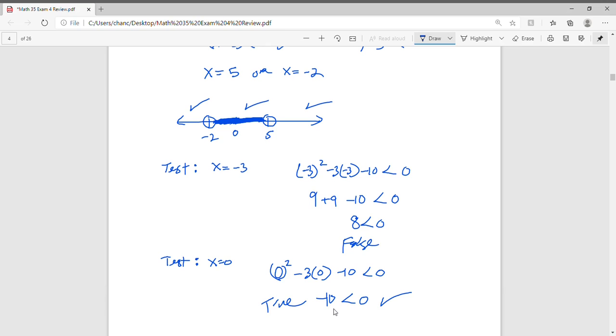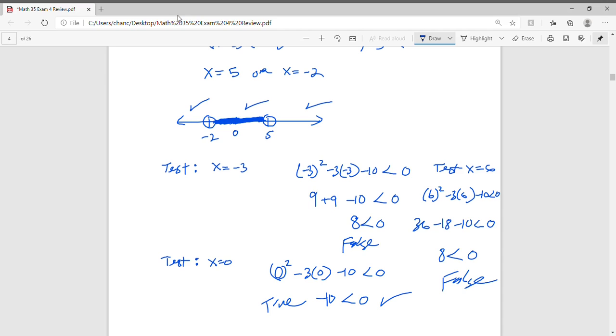And now we have to test one more number. Let's test a number larger than 5. Let's test x equals 6. Again, we're going to plug it into the x of the original function. You have 6 squared minus 3 times 6 minus 10. Is that less than 0? This is 36 minus 18 minus 10. Is 8 less than 0? That's a false statement. So that means this is not part of our solution set.